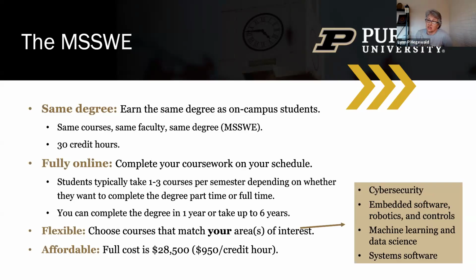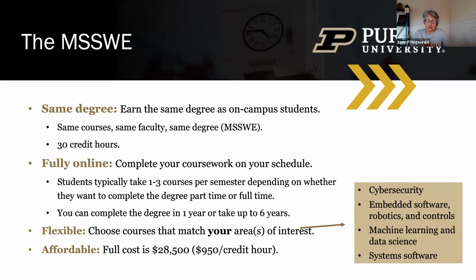Our students typically take 1 to 3 courses per semester, depending on whether they are full-time or part-time. And then you can complete the degree in as little as 1 year if you are full-time. And we do allow up to 6 years, but most of our students are taking 3 to 4 years to complete the degree. So our program is very flexible, which is another benefit to master's programs within our area.